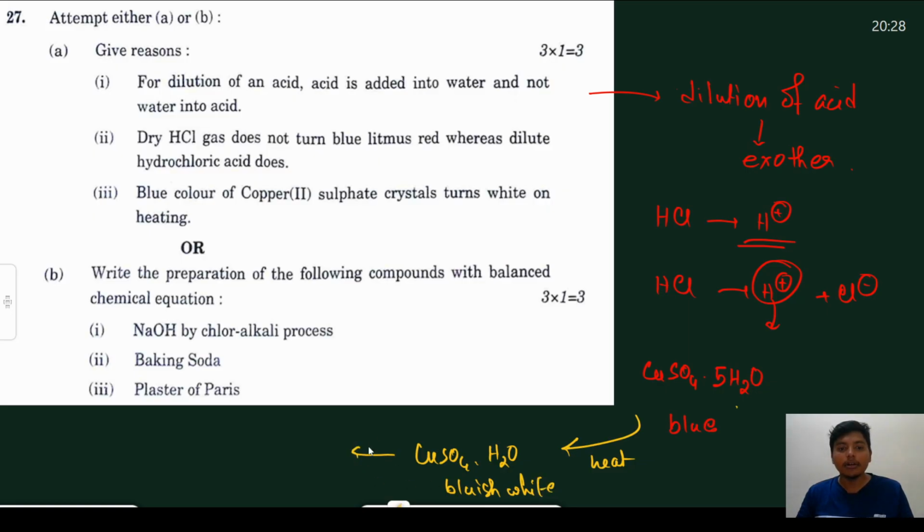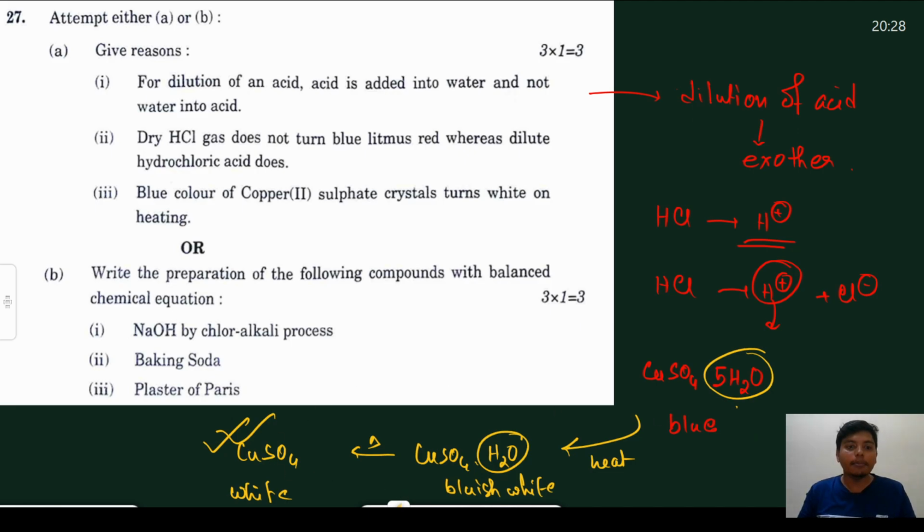Again you heat it. What will you get? Copper sulfate, the color of which is white. So the water of crystallization is removed from the blue crystal, and finally we get copper sulfate, which is white in color. So this is the first part.